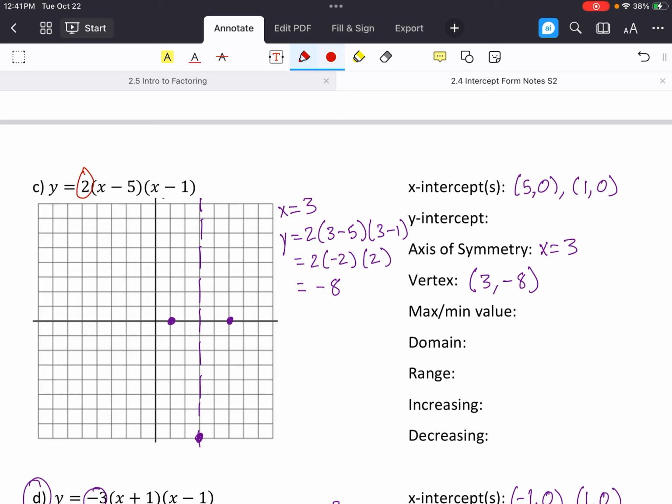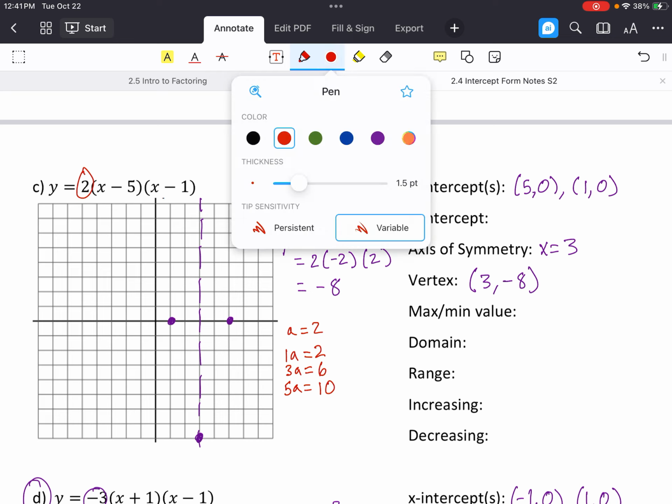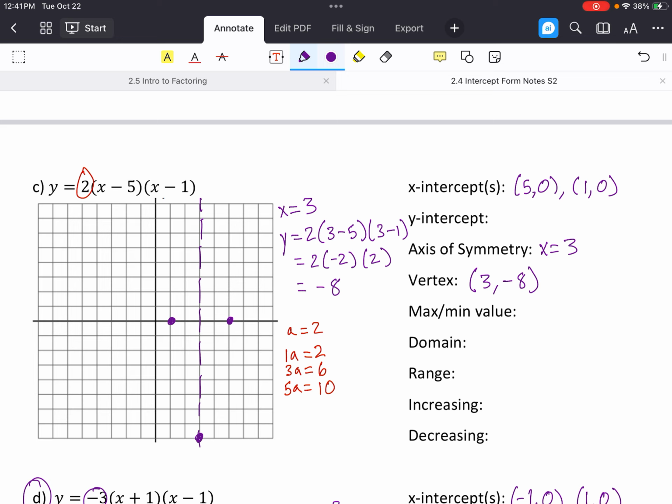Now my a value is this number out front. So if I was to calculate the 1a, 3a, 5a, 1 times 2 is 2, 3 times 2 is 6, and 5 times 2 is 10. So from the vertex, I go over 1 up 1a, which is going to be 2. From there, I go over 1 up 6. Then I go over 1 up 10, which goes off the graph. So as long as you have 5 points, you're doing pretty good. And that's how we graph from intercept form.